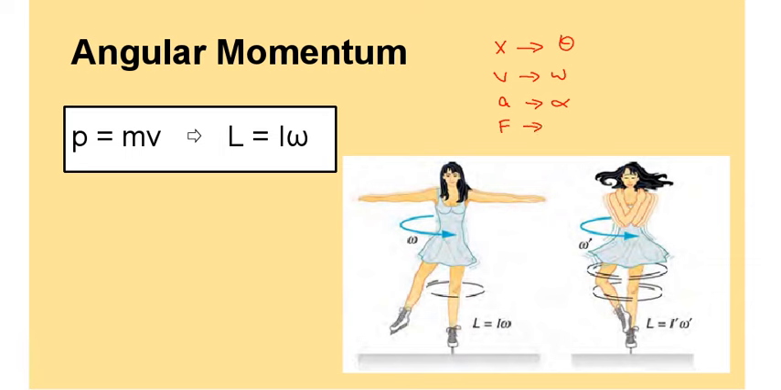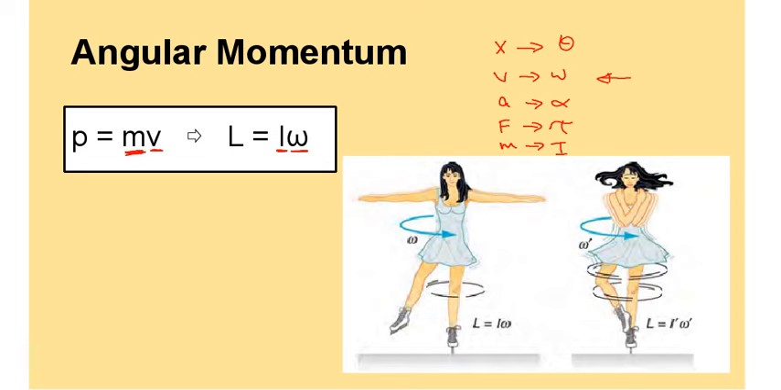Instead of F, we want to think about torque, force at a distance. Instead of mass, we need to use I, the moment of inertia. See how we've done this. Here's mass, replace it with the moment of inertia. Here is the linear velocity, replace that with angular velocity. And then my regular momentum becomes that angular momentum there.